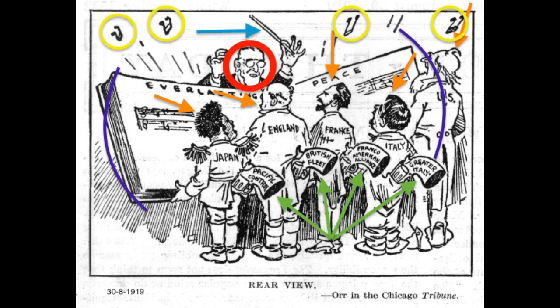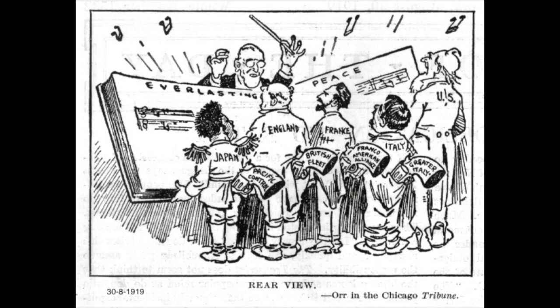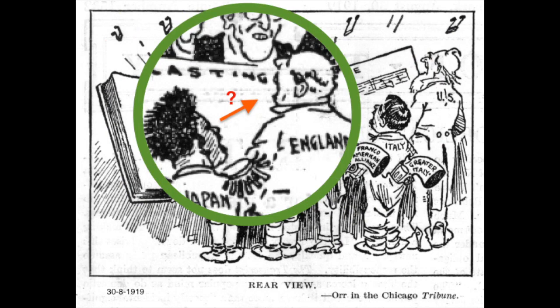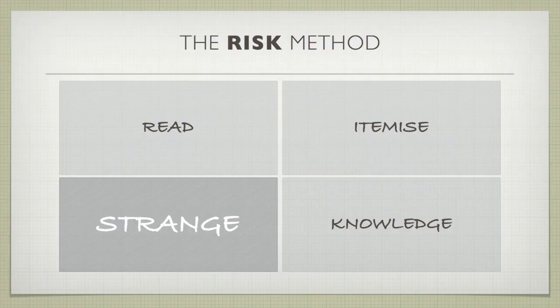Now let's look for some smaller details. For example, Japan's face is the only one not focused on the conductor. The US is the only singer without a gun. Are these small items important? Let's keep them in mind as we move to the next step of RISK, Strange.